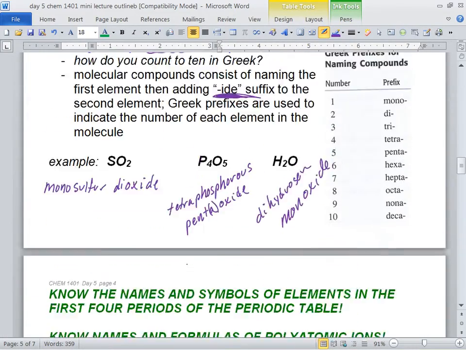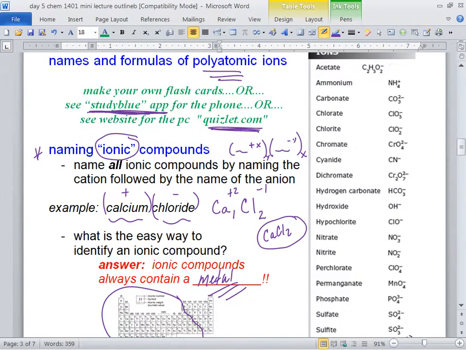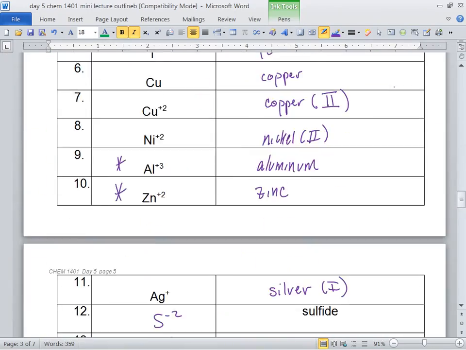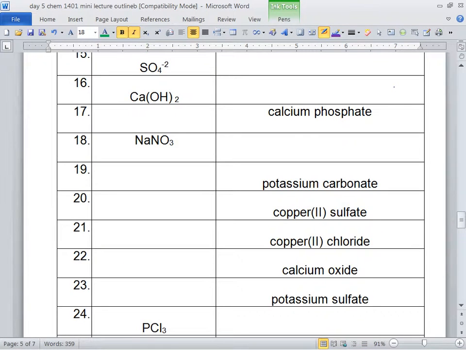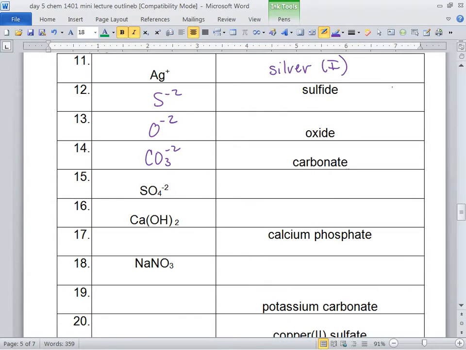What do we call this? Our polyatomic ion chart. So you might just have to look at that if you don't have it memorized. You're going to have to use this for now. Okay, let's keep going here. The next 5. 15 through 20.